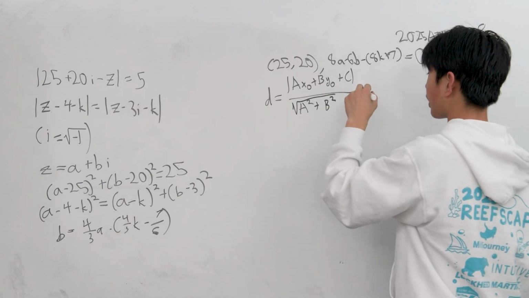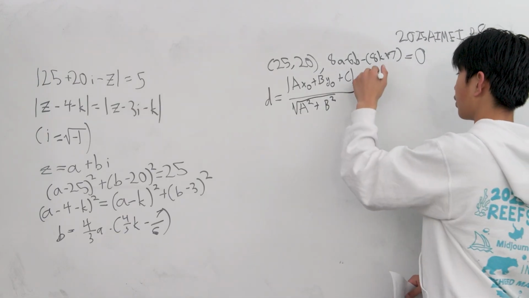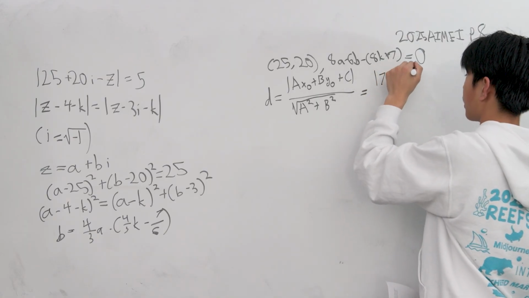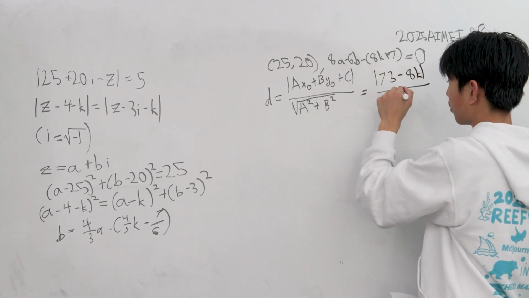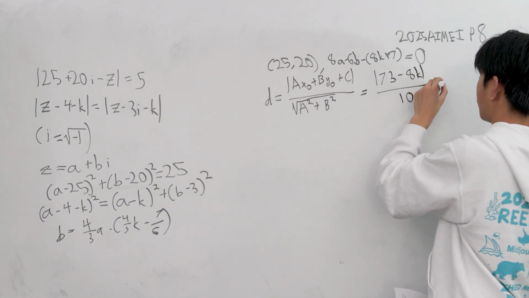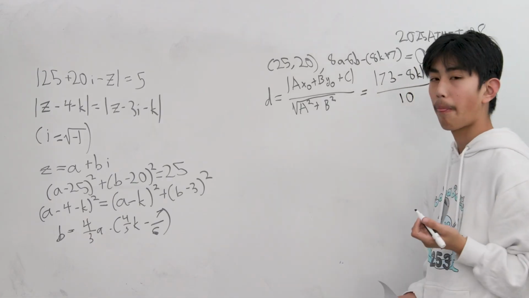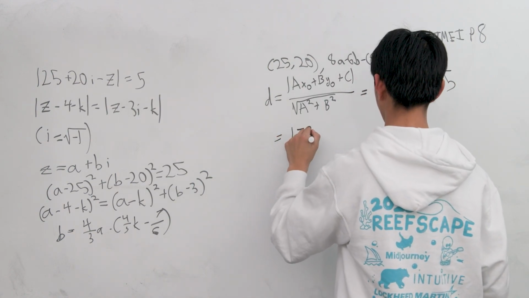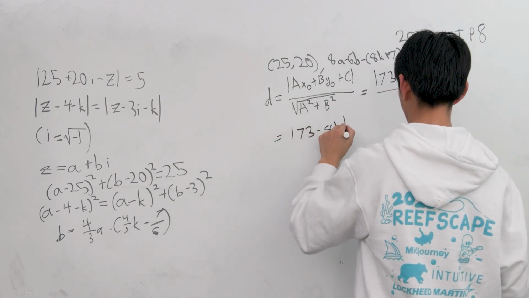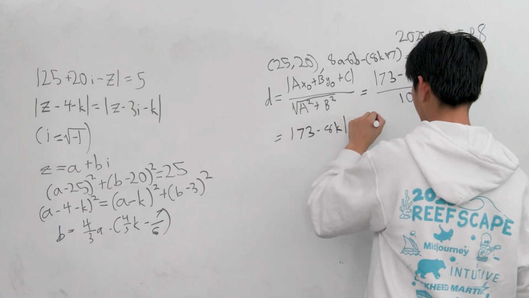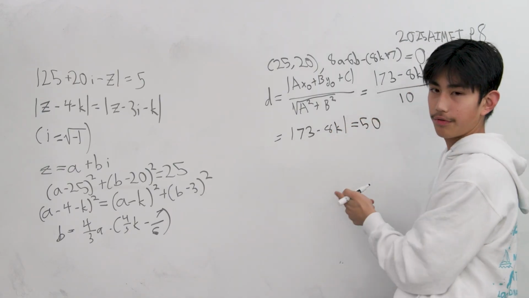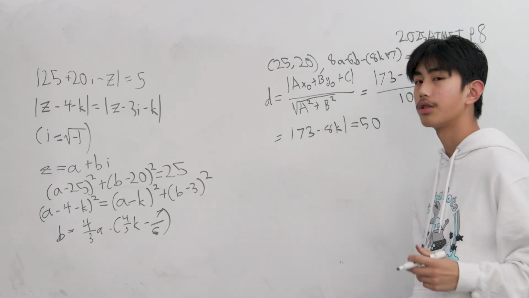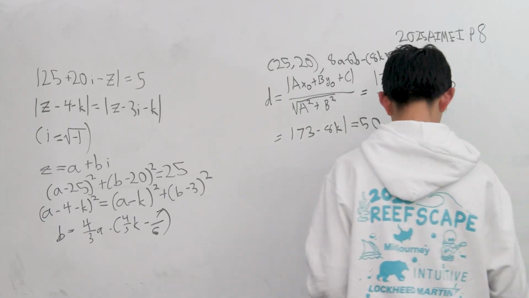And this right here is going to be equal to, on the top, the absolute value of 73 minus 8k, and then on the bottom is 10, and d equals 5. This simplifies to the absolute value of 73 minus 8k is equal to 50. Then, because an absolute value yields two solutions, one positive and one negative.